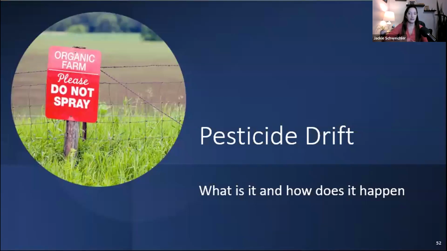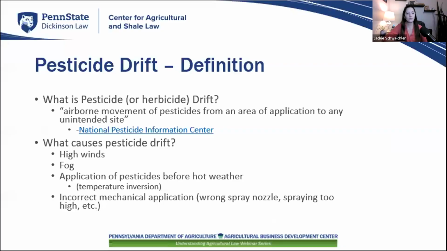Okay, let's get into the actual pesticide drift of things. So we've talked about pesticides, we've talked about organics. Now, what is drift? Drift is defined as an airborne movement of pesticides from an area of application to any unintended site. This is the definition by the National Pesticide Information Center, not necessarily the EPA definition, which is a little more confusing and nuanced, but I like this definition better.